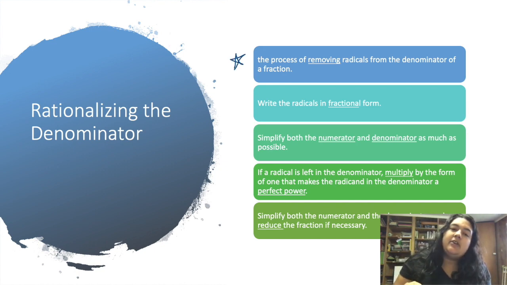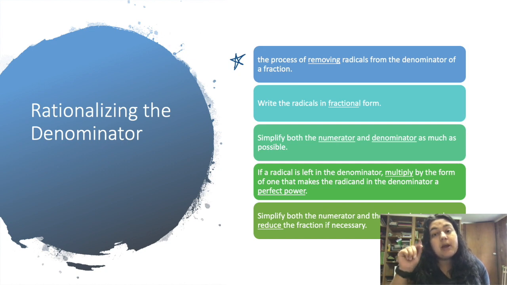Just kidding. This type of rationalizing is the process of removing radicals from the denominator of a fraction. For some reason in the math world, they don't like radicals on the bottom. They like radicals up on top where they can see them nice and clear. First step is to write the radicals in fractional form, one on top of the other with a little bar dividing them.